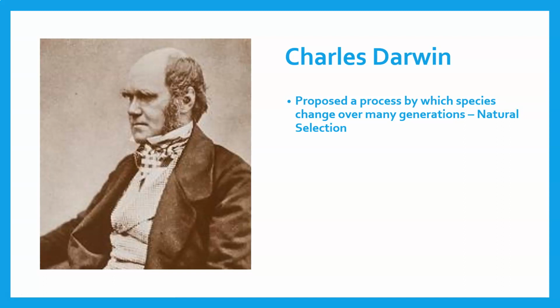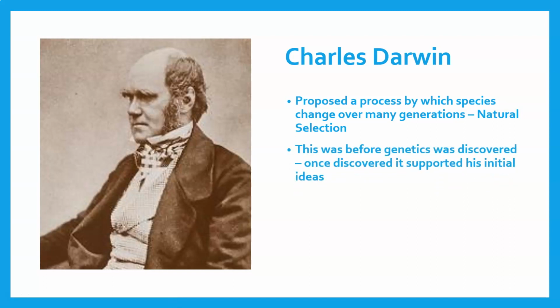Later, after Darwin's time, the theory of natural selection was drawn up by using a lot of his works along with Mendel's work. But this was before the whole concept of genetics was ever discovered, so he worked very heavily on features of organisms. Once genetics was discovered, it supported all of Darwin's initial works.